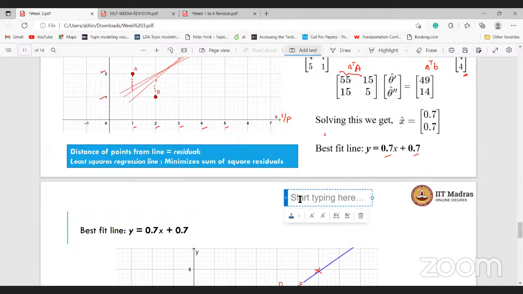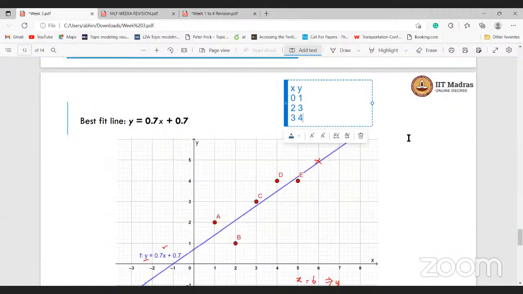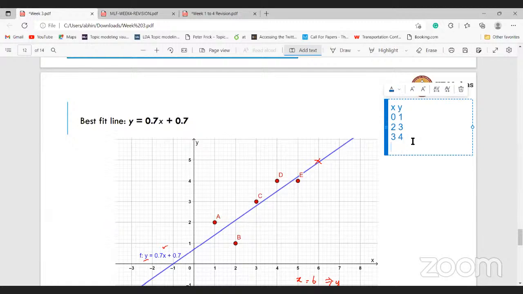Now suppose I have a matrix A. Let me give an example. I have two variables, X and Y, and the values are 0, 1; 2, 3; and 3, 4. Now suppose I want to fit this model. Where should I move it? I should move it here. So my matrix A is equal to what?